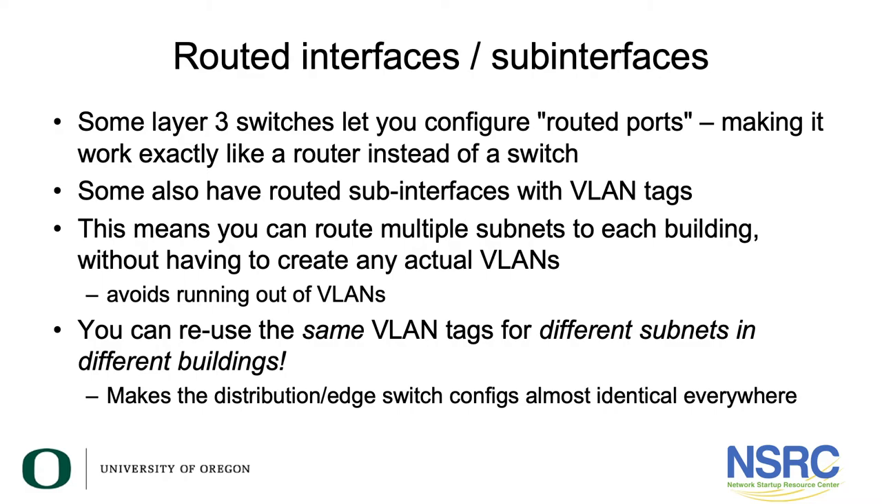The other thing to remember is you can actually use the same VLAN tags for different subnets in different buildings. And this makes the distribution and edge switch configurations almost identical everywhere. So rather than the example we talked about in the previous slide where we said building 1 would have VLAN 10 to 19 and building 2 would have 20 to 29, make every building use VLAN 10 to 19. Because you're not going to be passing the VLANs from building to building. They're all routed in the core, and as long as the core router knows how to get between the different VLANs configured, that's all you need to know.